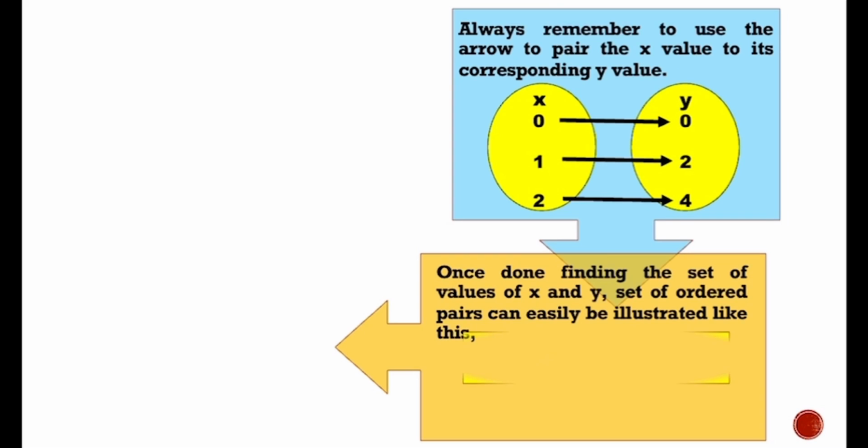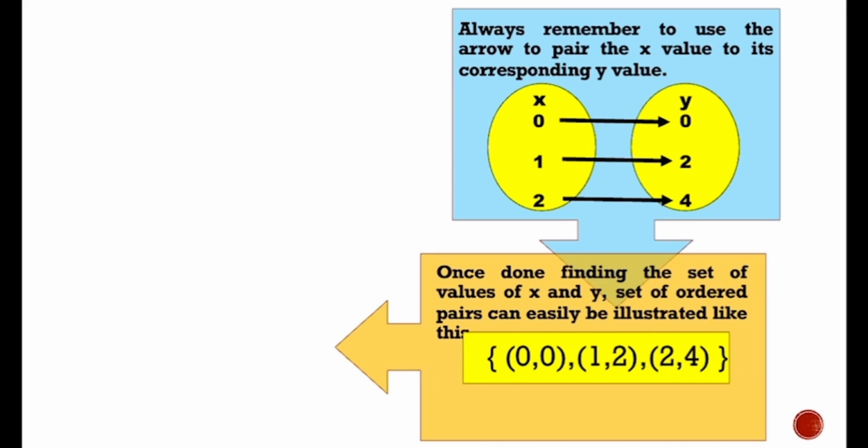Next, once done finding the set of values of x and y, the set of ordered pairs can easily be illustrated like this. We have 0 and 0, 1 and 2, and 2 and 4. So remember class, take note of the symbols that must be written. Those are the brackets and the open and close parentheses for the ordered pairs.